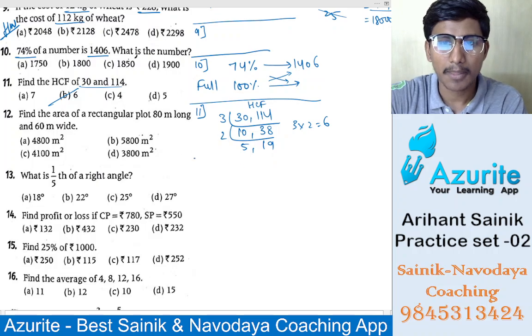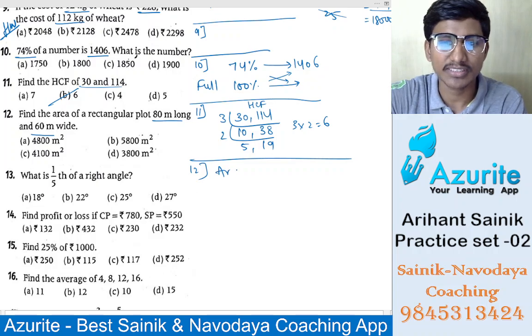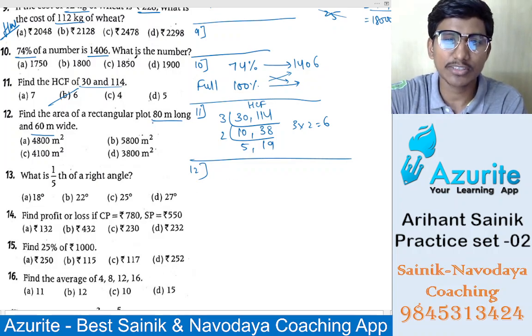Next here, 12th question. Find the area of rectangular plot 80 km long and 60 meter wide. What is the area? Length into breadth. Direct. Length into breadth means 8 6s are how much? 48. 4800. Okay?